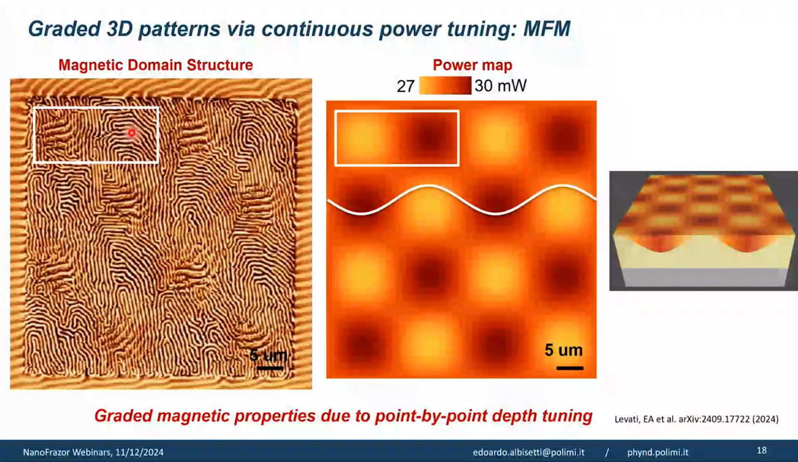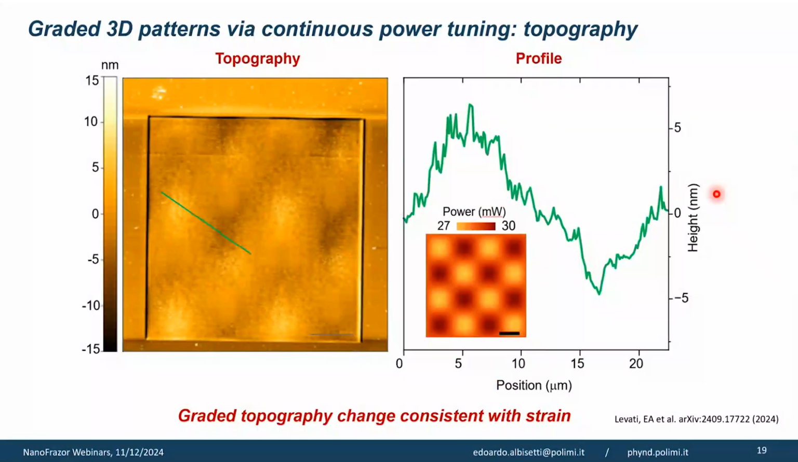And what we found out a little bit later is that what we're doing here is we tune the depth of the patterning in a really highly controlled way. If we go and check the topography just to see what's going on, we see that corresponding to that really huge change in the magnetic properties, we have quite a small change in height, which is reproducible and follows the power map. So in the regions with high power, we have roughly 5 nanometers higher topography than in the lower power regions. And this is consistent with the fact that we are changing the strain of the material by irradiation.